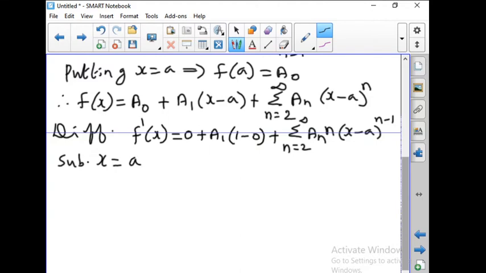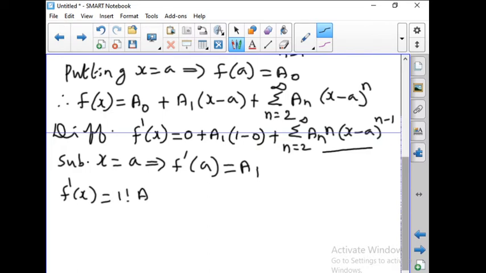When we substitute x is equal to a, what do you get? f dash of a is equal to a1. This term will become 0 now. So f dash of a is equal to a1. So what is f dash of x? f dash of x is equal to a1. How can we write a1? We can write it as 1 factorial into a1, because the value of 1 factorial is 1.